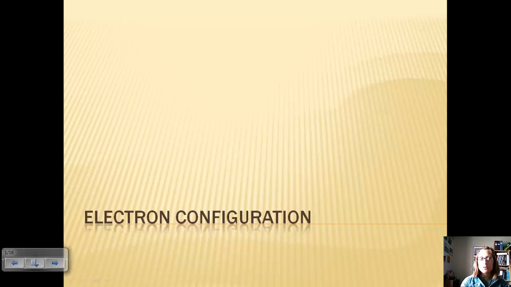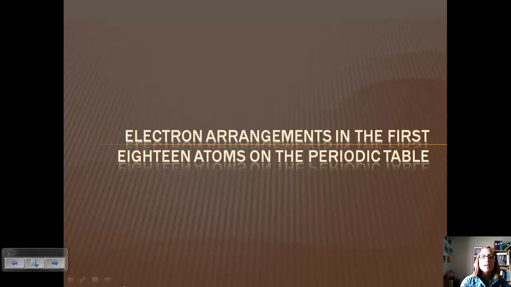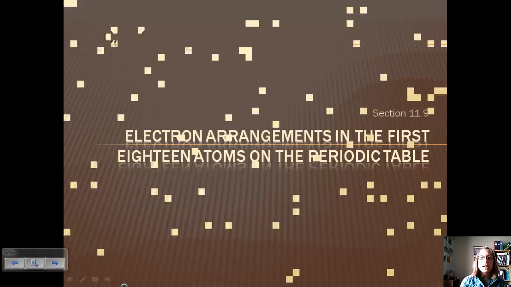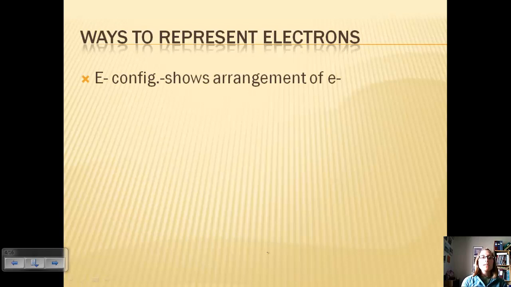Okay, today we are going to talk about section 9 through 10, mainly focusing on electron configuration. The first thing we're going to look at is the electron arrangement of the first 18 atoms, and then we'll take that pattern and apply it. Electron configuration is just a way to represent electrons. It shows their arrangement, what energy level they're located in.